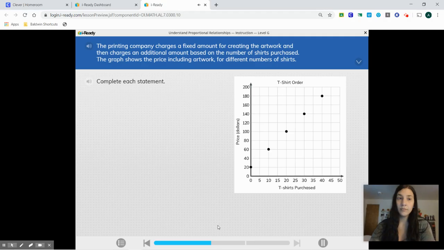Let's see if the relationship between the cost and number of t-shirts purchased is proportional. Start with 20 shirts. Complete each statement. Right here we see that even though the points lie in a straight line, they do not pass through the origin. So this is not going to be a proportional relationship. So the price per shirt when you buy 20 shirts: let's go down here on our x-axis. Here's our number of shirts. So 20 shirts is going to cost us $100. So we're going to do 100 divided by 20, which is going to equal 5.